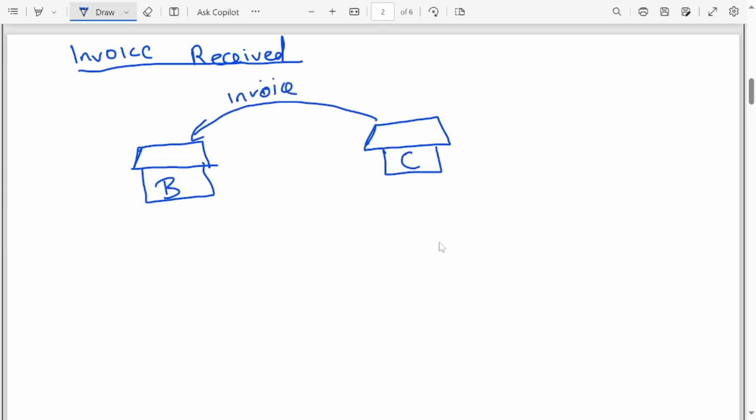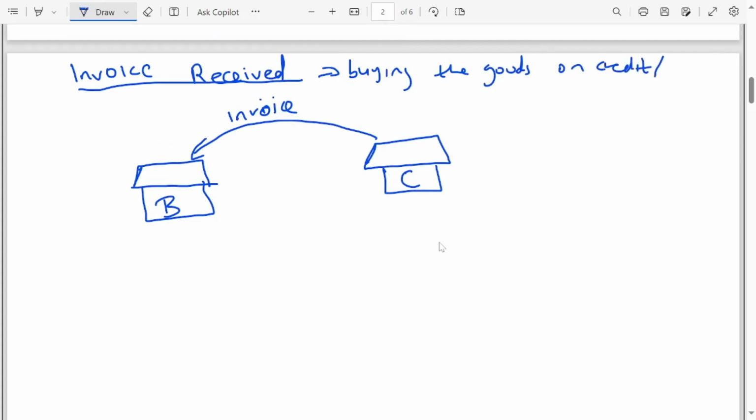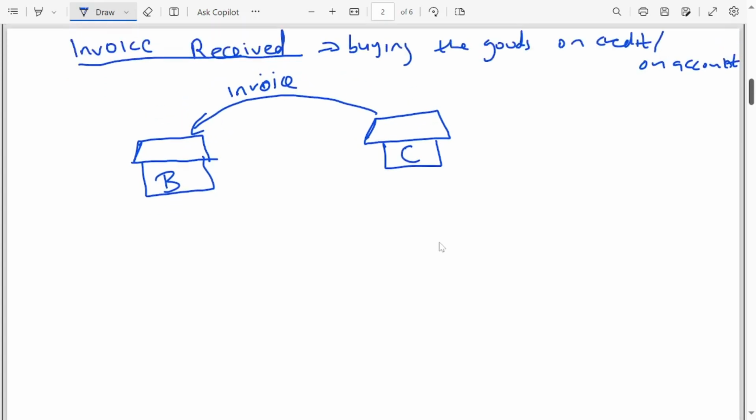Right? Now, before you continue, when is this source document used? This source document is used when the business is buying the goods on credit, or when the business is buying the goods on account. Okay, so that is where this invoice is received.